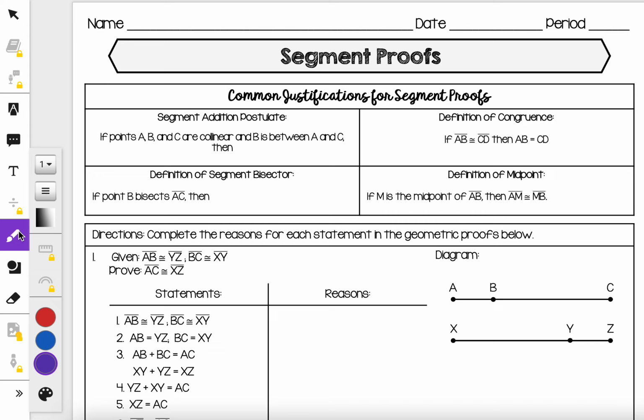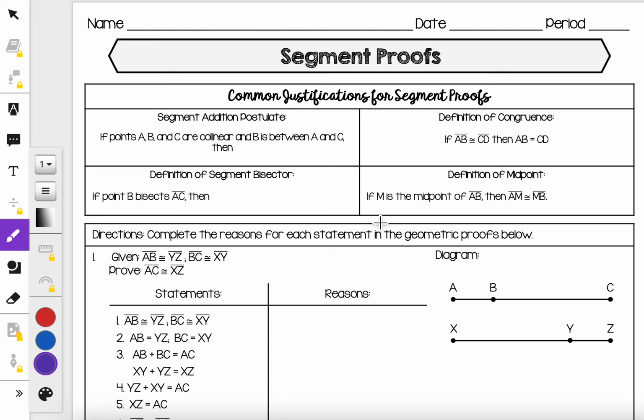Today's lesson is on segment proofs, specifically segment proofs where we're using the segment addition postulate. So we've dealt with algebraic proofs. We did an introduction for geometric proofs where we had some geometric properties tied in with our algebraic proofs. Now we're going to look at strictly geometric segment proofs, okay? Almost all of these proofs are going to involve this segment addition postulate.